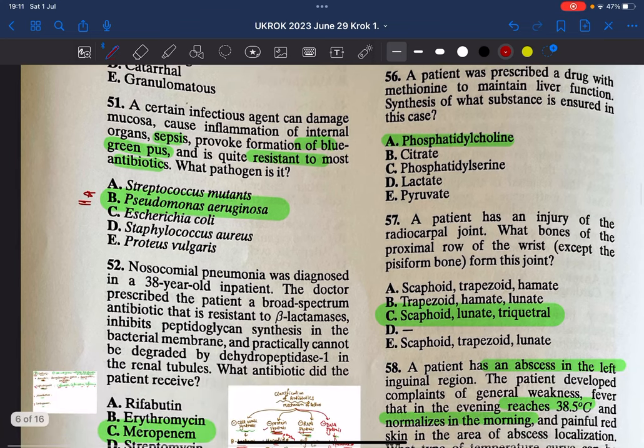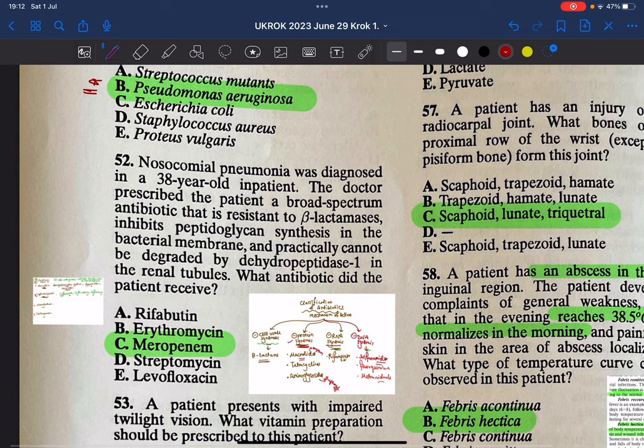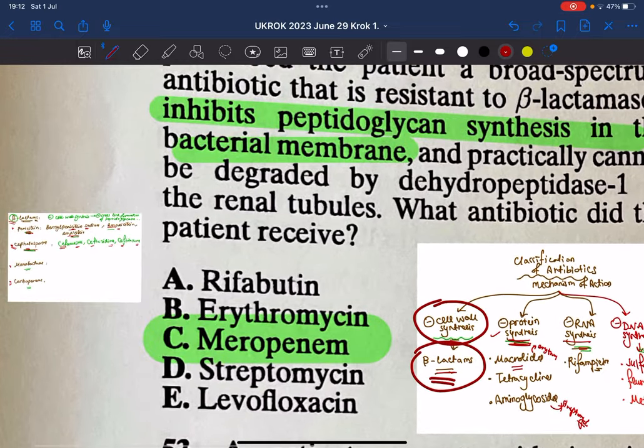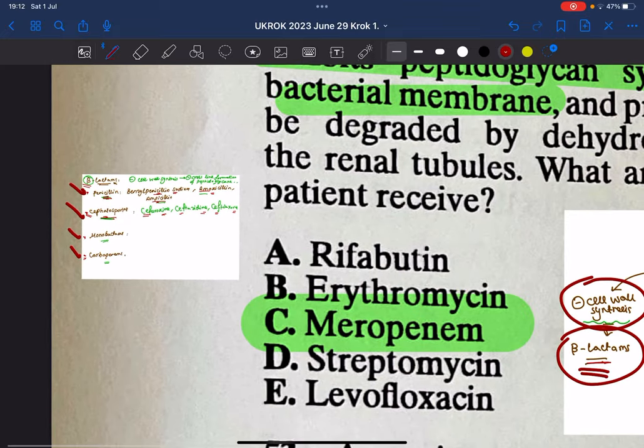Just memorization. Here we have nosocomial pneumonia diagnosed in a patient. The doctor prescribed a broad-spectrum antibiotic resistant to beta-lactamases that inhibits peptidoglycan synthesis in the bacterial membrane. So the mechanism of action of this antibiotic is inhibition of the cell wall. We have a classification of antibiotics. How I remember it: the ones that inhibit cell wall synthesis are beta-lactams. Beta-lactams include penicillins, cephalosporins, monobactams, and carbapenems. So these four can inhibit cell wall synthesis.